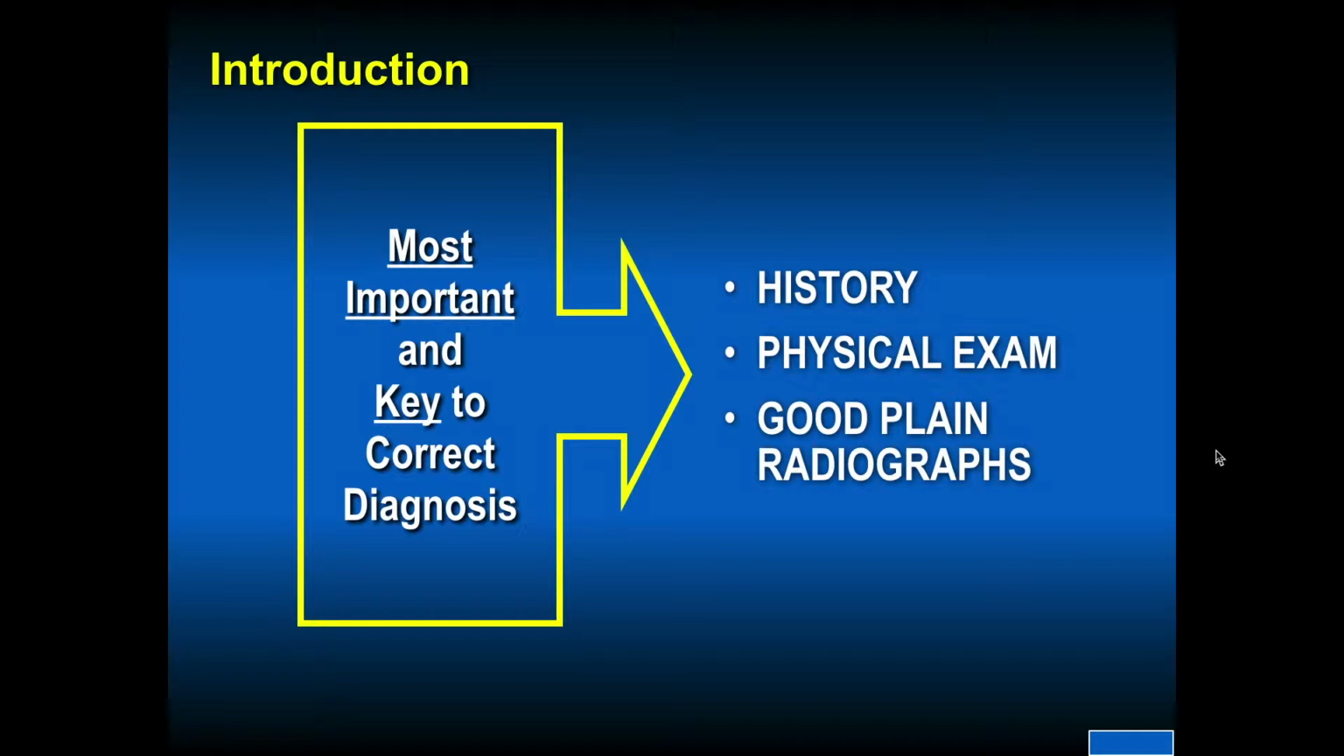The most important and key to correct diagnosis is always the history, physical, and good plain radiographs. When you're dealing with small bones and joints in the hand and the wrist, it's very important to get good x-rays, sometimes cone x-rays, sometimes marked x-rays over the bone that you're concerned about.